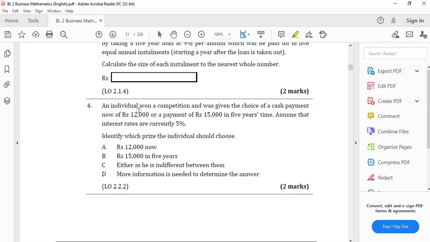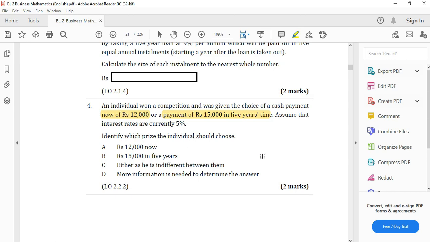An individual won a competition and was given the choice of a cash payment now of 12,000 rupees, or a payment of 15,000 in 5 years' time. Assume that interest rates are currently 5%. Identify which price the individual should choose.